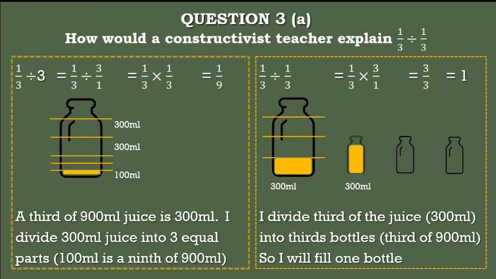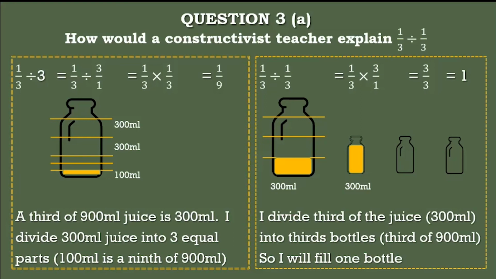On the left-hand side, I made an example of a third divided by 3, not by a third, by 3, a whole number. So that is a fraction divided by a whole number. And if you look on top, there is what we call the algorithm. This is the way that you work it out. You say it is 1 over 3 divided by 3 over 1, which is 3. And then you say it equals 1/3 times 1/3, and it is a 9th. A behaviorist teacher will stop there, but a constructivist teacher will explain it by an example in real life. So I made an example for you.